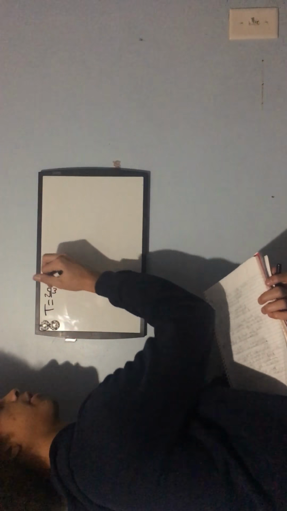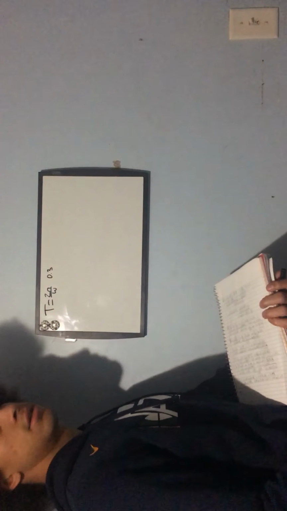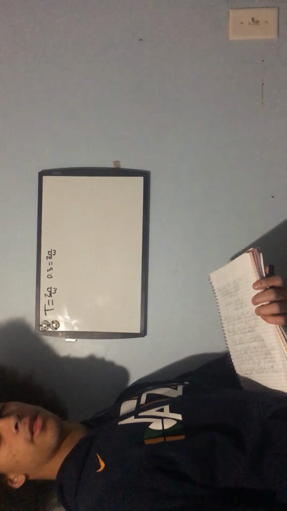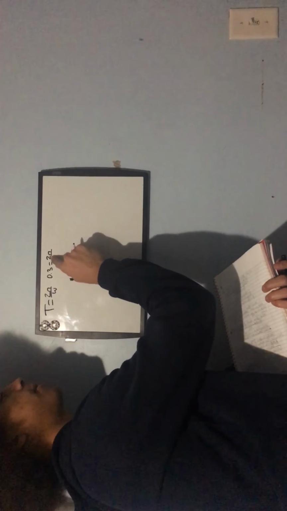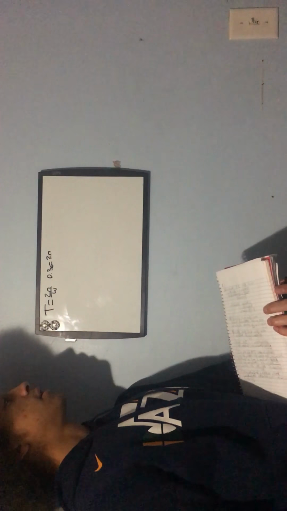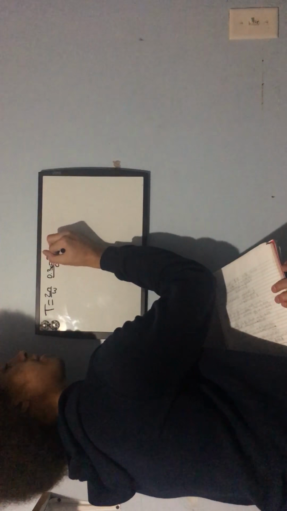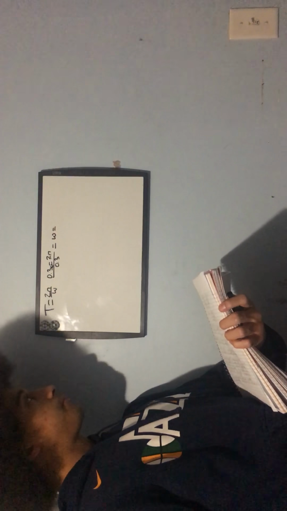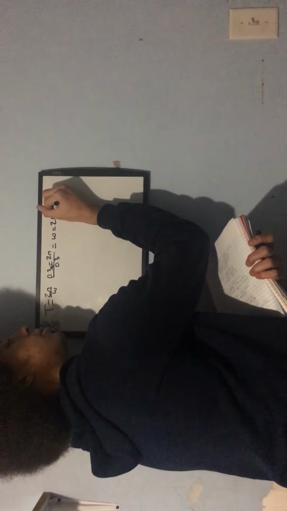So again, we start with the period equation. T equals 2 pi over omega, because we want to know what omega is. And we know the period is 0.3, so we plug that in to T. So we'll have 0.3 equals 2 pi over omega. We multiply by omega on both sides, so we'll have 0.3 omega equals 2 pi. And then we want to divide by 0.3, so we'll get omega equals 20.94.